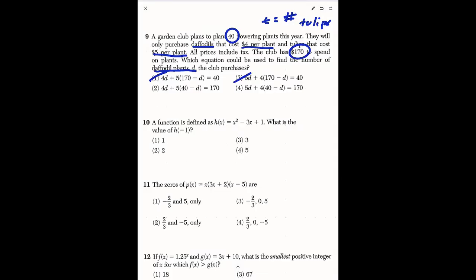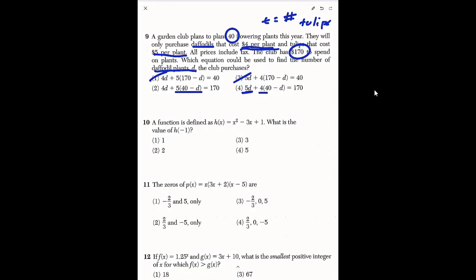Now, here is why I know it is number two. The reason is it's $4 for each daffodil, and it's $5 for the tulips. So this is backwards. It has 5 times D for daffodils when it should be 4D. Now, here's the other thing that you can do. I'm just going to look at these two equations and then I'm just going to solve them, right?